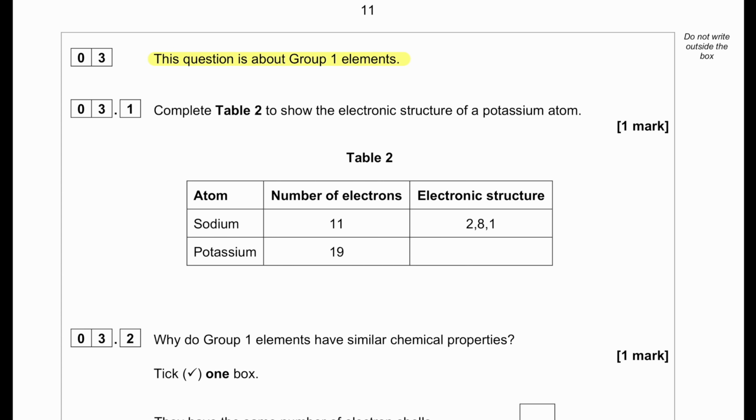This question is about group 1 elements. Complete table 2 to show the electronic structure of a potassium atom. Alright, so for sodium, we can see the number of electrons and the electronic structure. Potassium will be 2, 8, 8 and then 1.